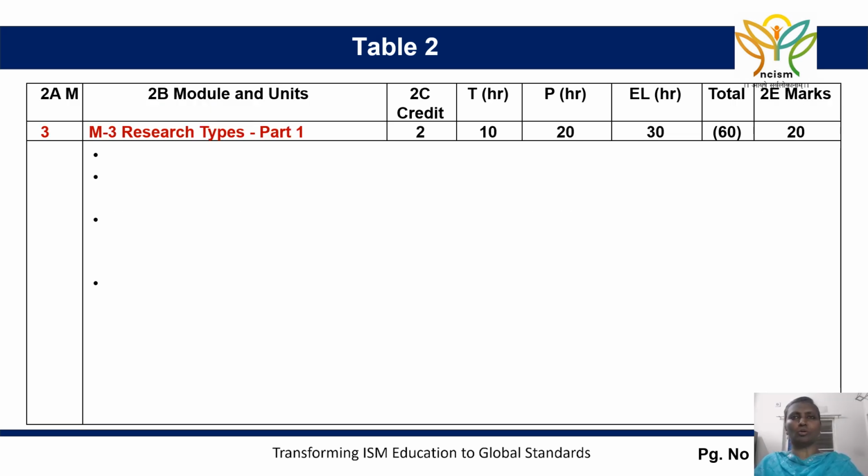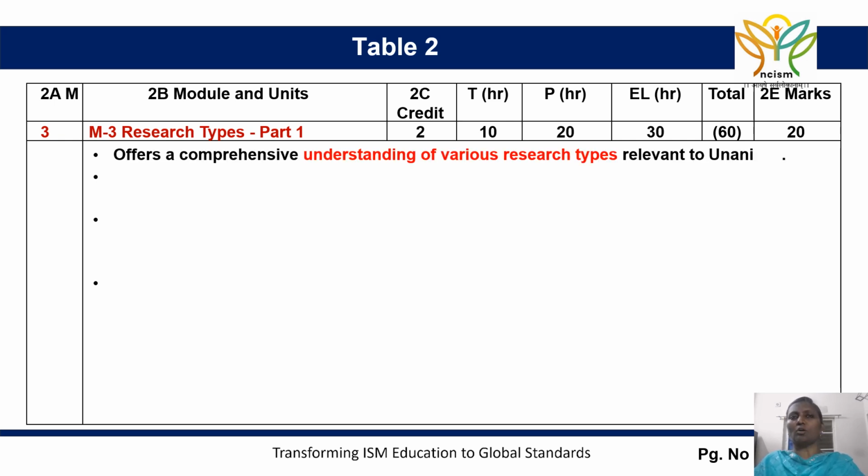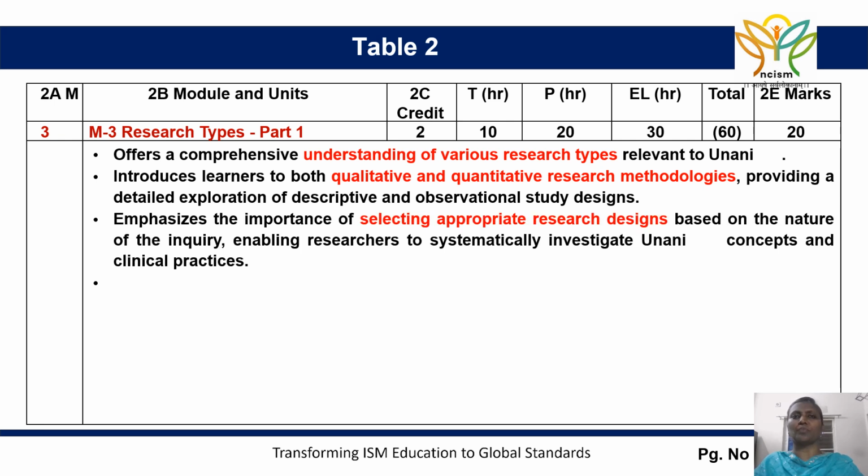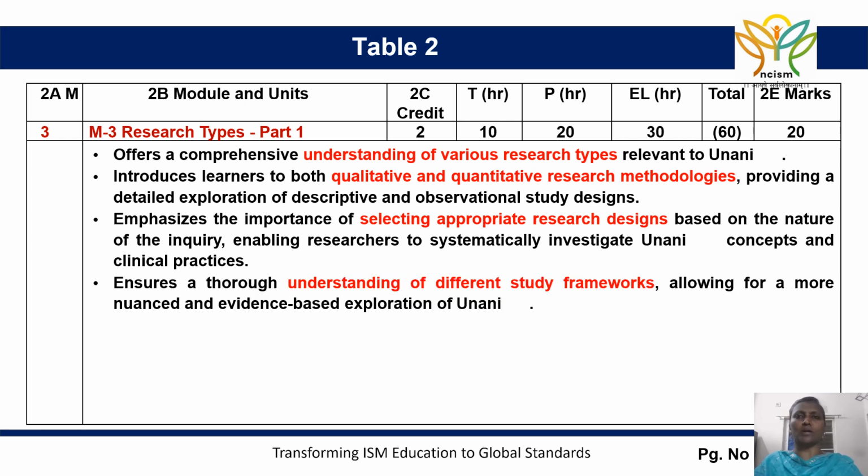This is Table 2 for Module 3, Research Types Part 1. It offers a comprehensive understanding of various research types relevant to Unani. It introduces the learners to both qualitative and quantitative research methodologies. It emphasizes the importance of selecting appropriate research designs and ensures a thorough understanding of different study frameworks.